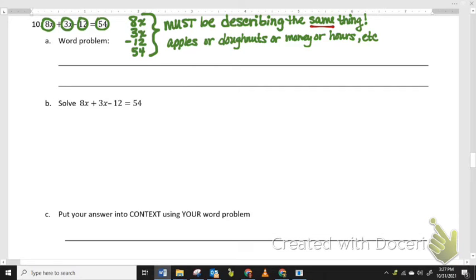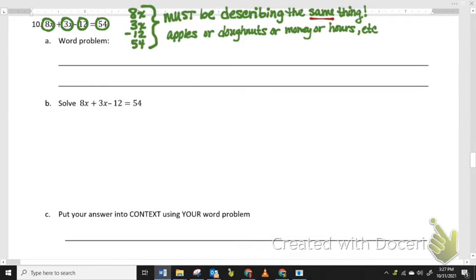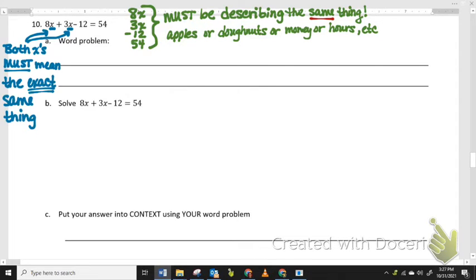Whether that is apples, donuts, money, hours, what have you, must be describing the same thing. And then we also have to look at not only do those terms need to be describing the same thing, but this x here and this x here have to be describing the exact same thing. So both x's must mean the exact same thing. All right, so I need to decide on what I want my terms to mean, and I need to decide what I want my x's to mean there.